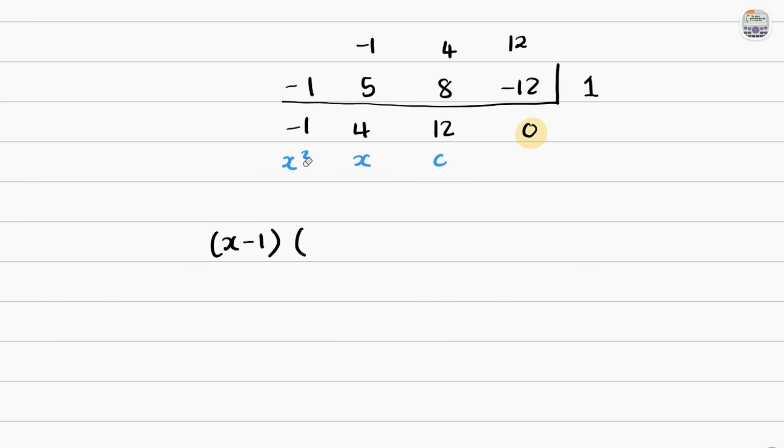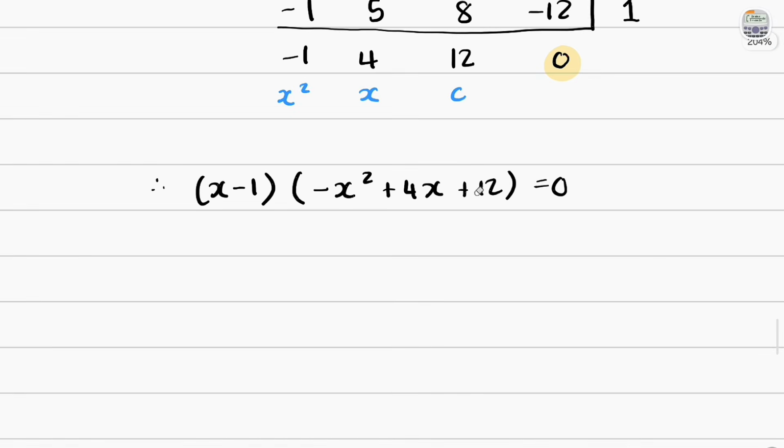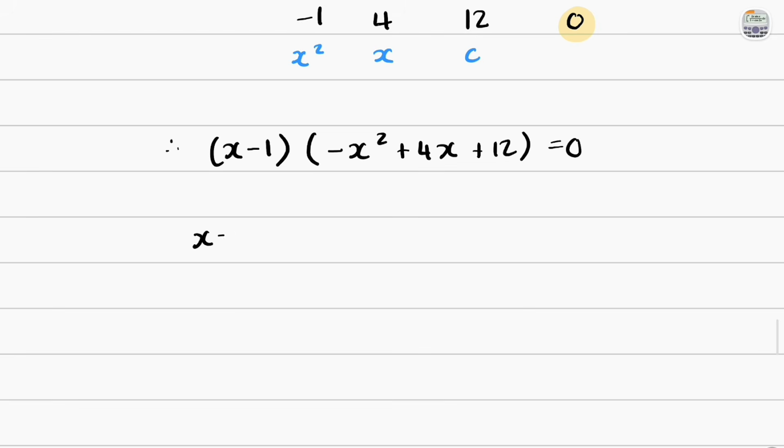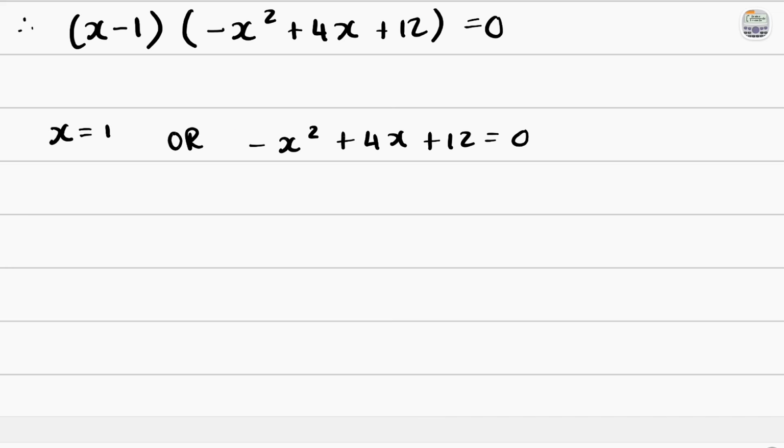And then the other factors come from here. So we're going to say negative x squared plus 4x plus 12 is equal to 0. Okay, so we're just factorizing this. And now all we have to do is factorize this part. So here we will say x is equal to 1, which we already have, or negative x squared plus 4x plus 12 equals 0. And let's factorize this. It has a common factor of -1, so we can just multiply both hand sides by -1. And so this is x squared minus 4x minus 12 equals 0.